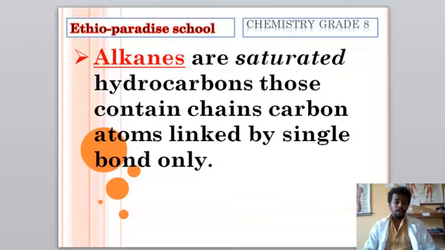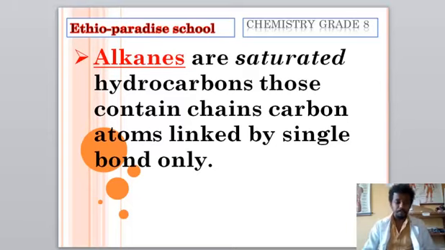Alkanes are saturated hydrocarbons. Those contain chains of carbon atoms linked by a single bond only. So in alkanes there is only a single covalent bond. What do we mean by saturated hydrocarbons? Saturated hydrocarbons are compounds which contain only single covalent bonds.